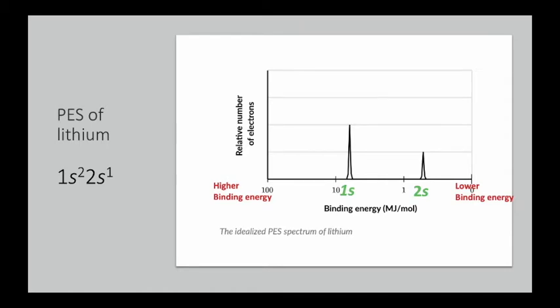Remember that when we're talking about binding energy, the higher values are going to be to the left and the lower values are going to be to the right. We see that in our 1s peak we have 2 electrons, and in our 2s peak we only have 1 electron. So the 1s are closer to the nucleus and those take more energy to remove. And we can see that because that peak is on the higher binding energy side of this particular diagram.